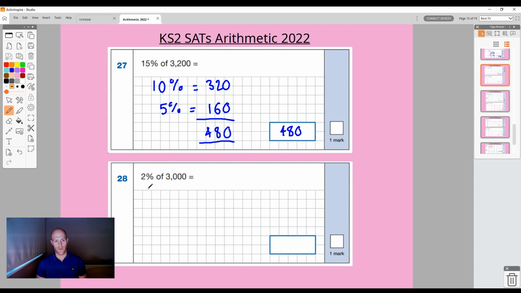Another percentage question. I'm still going to start with 10%. 10%. Same as dividing by 10 or getting rid of a 0. 10% would be 300. Then I just do 10% of that to get to 1%. Get rid of 0 again makes 30. Another 1% if you wanted to be really bulletproof is 30. 1% add 1% is 2%. 30 add 30 is 60.